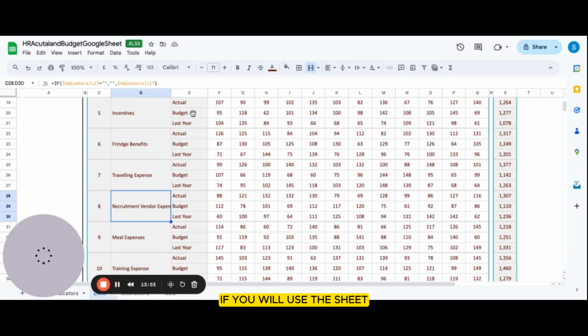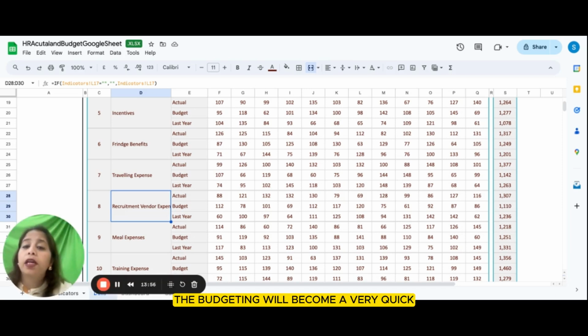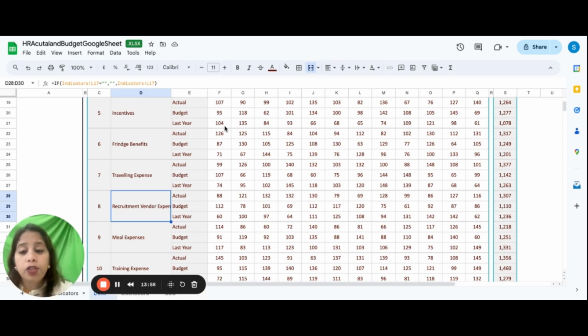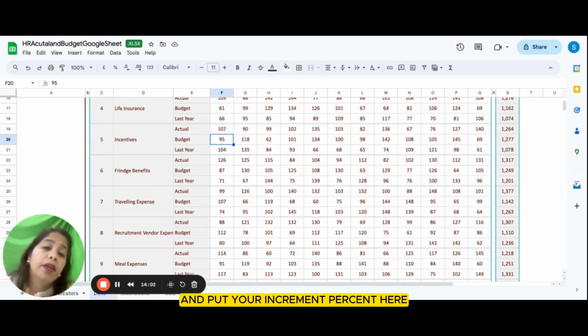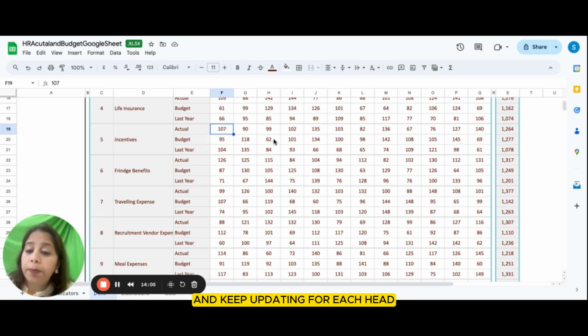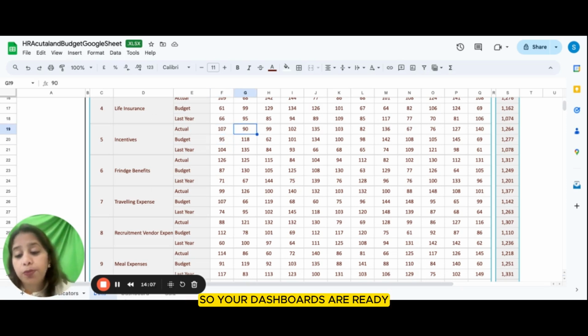If you use this sheet, budgeting will become very quick. You just need to see what happened last year, put your increment percent here, and keep updating what you have actually spent for each head, so your dashboards are ready.